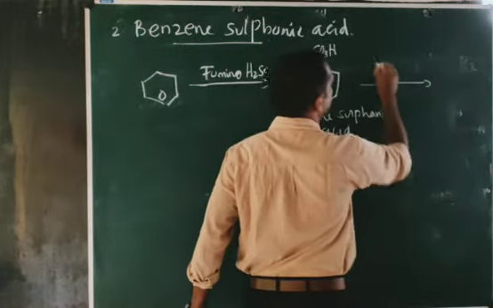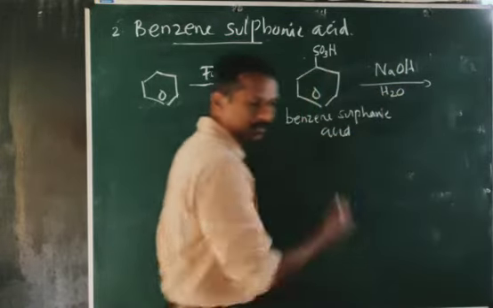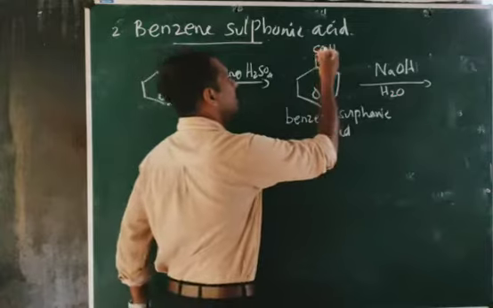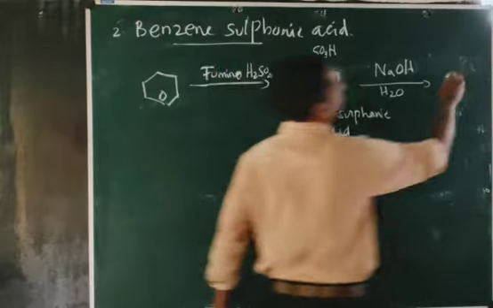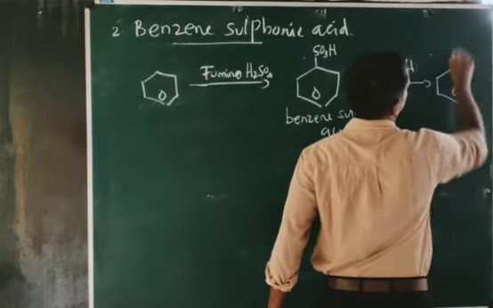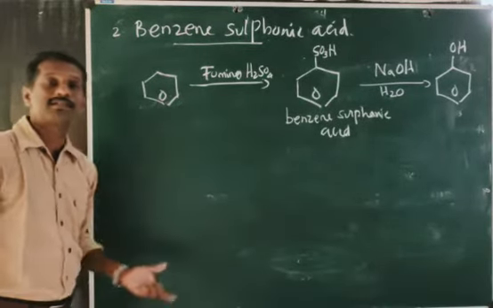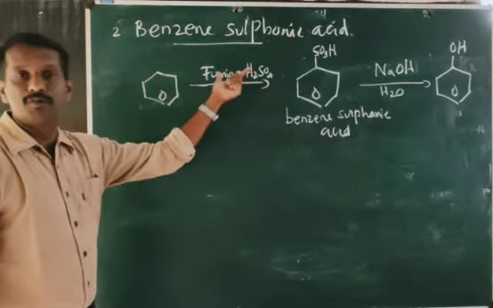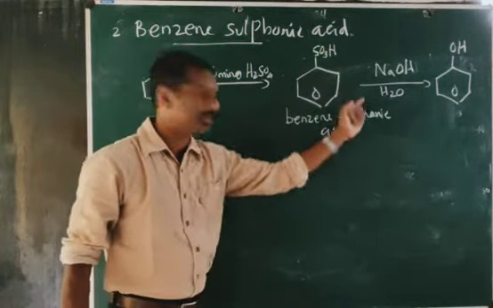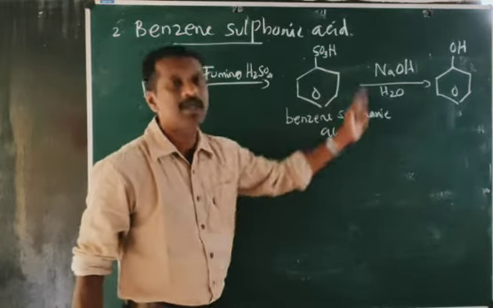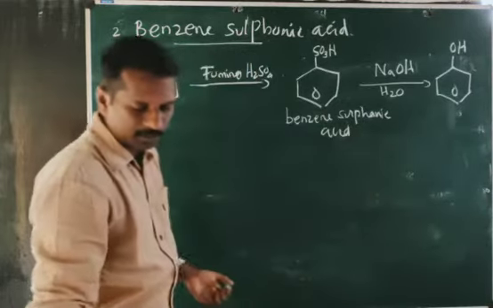This benzene sulfonic acid on reaction with NaOH followed by treatment with water, or you can say when benzene sulfonic acid is treated with aqueous NaOH, we get phenol. Okay, this is the second method. How are we preparing benzene sulfonic acid? Benzene is treated with fuming H2SO4. One hydrogen atom is substituted with SO3H. Then it is known as benzene sulfonic acid, which on treatment with aqueous NaOH will be converted to phenol.